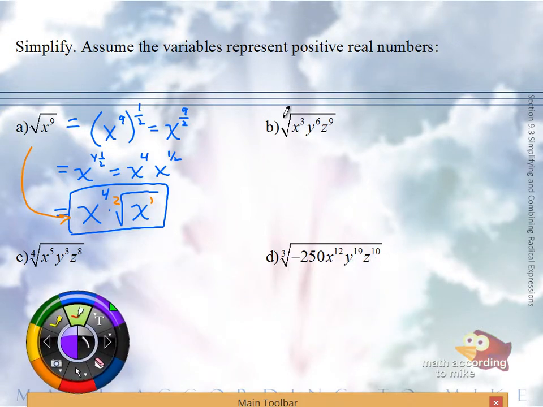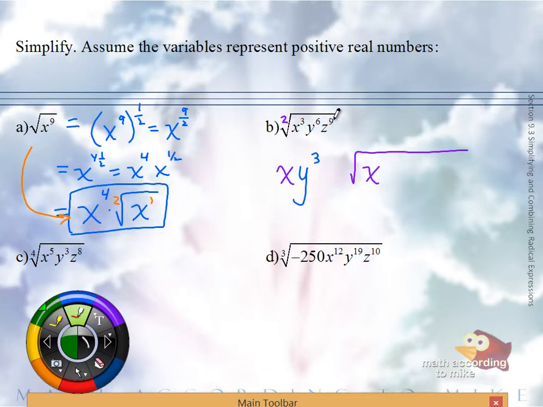Here it comes. What's the index on B? 2. We're going to do the x first. 2 goes into 3 how many times? 1 time, so I can pull out an x. How much is still left over? 1x. 2 goes into 6 how many times? So I can pull out a y cubed. How much is left over? None, so I don't put a y underneath my radical anymore.